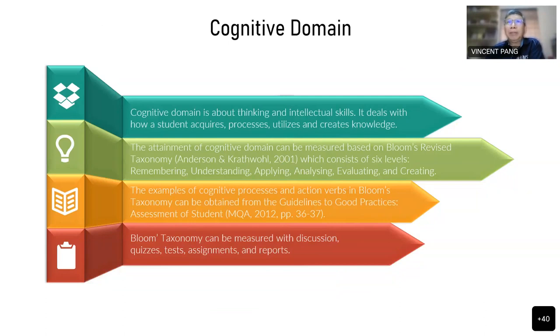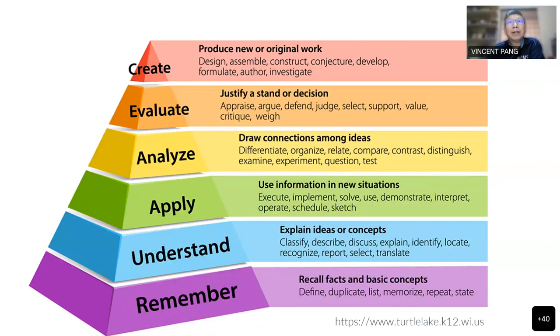Attainment of cognitive domains can be measured based on Bloom's revised taxonomy. The six levels, you are very familiar now. There are many examples of cognitive processes and action verbs in the guidelines for good practices for assessment. Among the methods you can use in measuring cognitive domain are quiz, test, assignment, and reports. The six levels in cognitive domain. The boundaries are very clear.